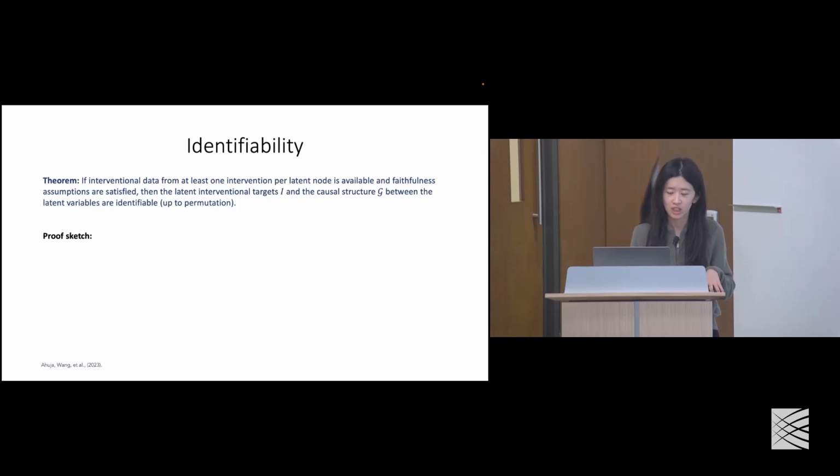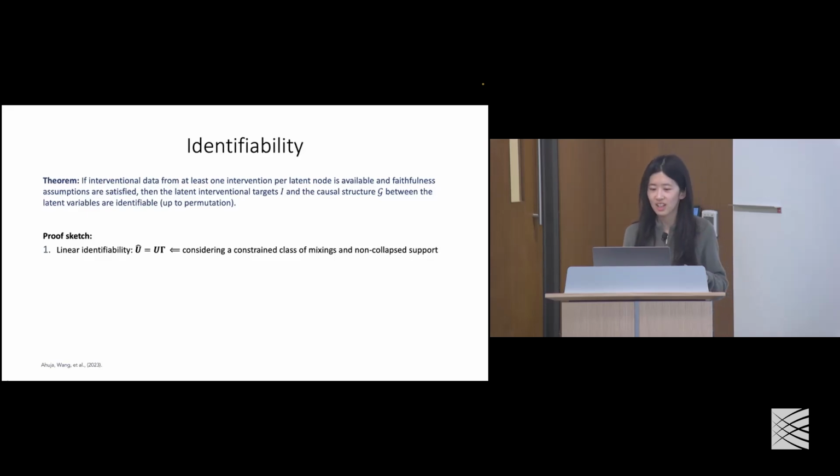So I put out a proof sketch here in case the audience are interested. I'll just quickly describe this. In order to get the identifiability of the latent variables, in the first step, you will use the data you observe to identify some linear transformation of the ground truth interventional data U. This is given by a constrained set of mixing functions and assumptions on the non-collapse support, mainly from the Aguirre paper from 2023. So this first step will give you some U hat that you can identify, which will be a linear transformation of the ground truth latent variables.